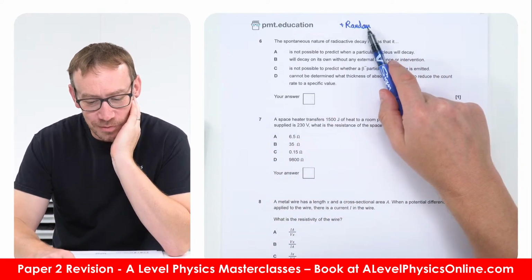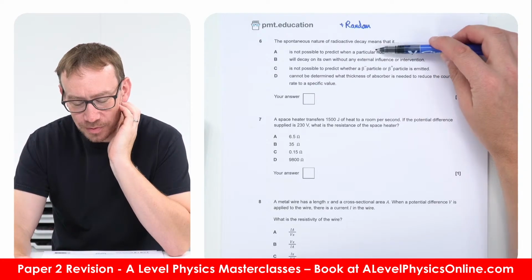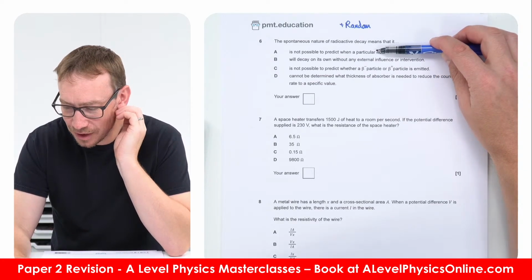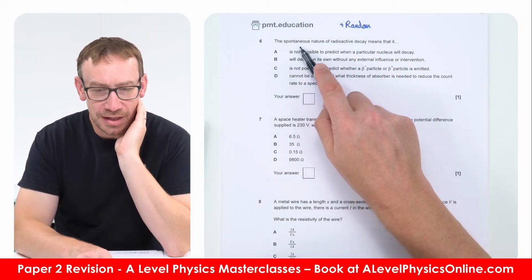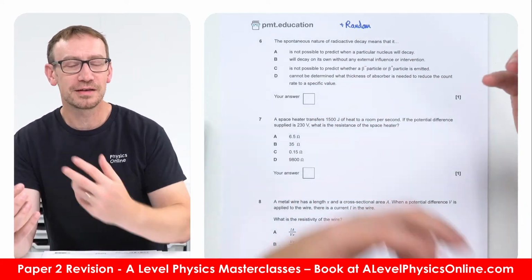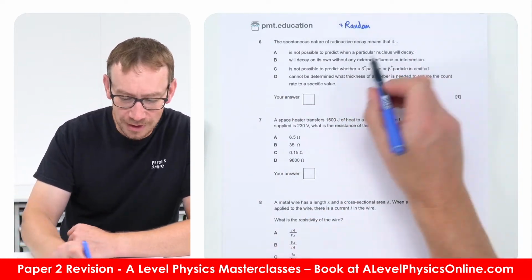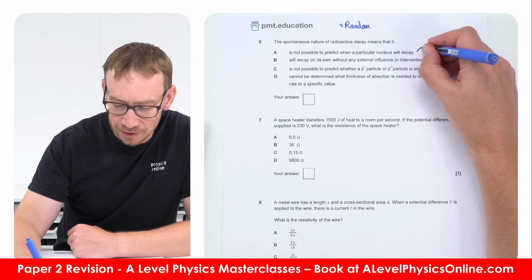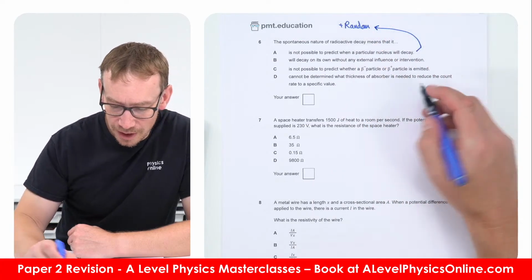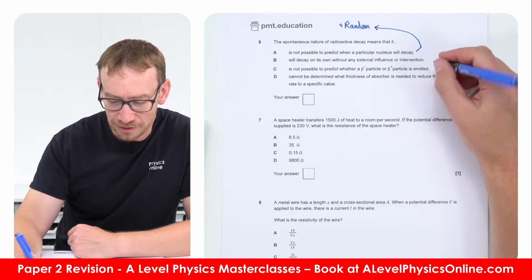So the random nature, I guess, tells you that it's not really possible to predict when it's actually going to happen. But I think the fact it's spontaneous means it just occurs, and there's nothing you can do to stop it or to speed that up. And so the reason it's not possible to predict when a particular nucleus will decay is because it's random. It's not possible to predict whether that is emitted. Well, that's just not true.